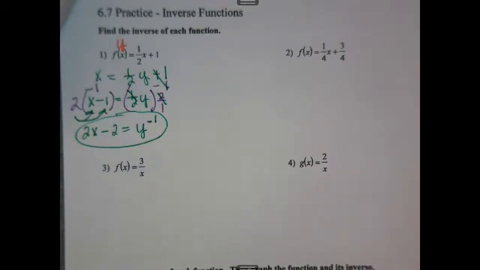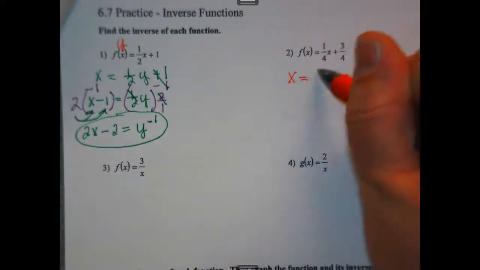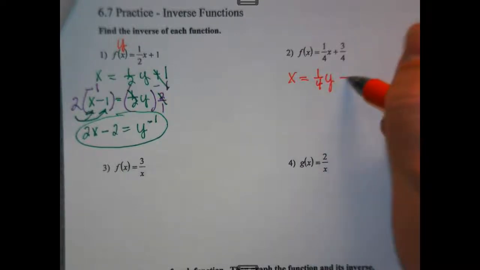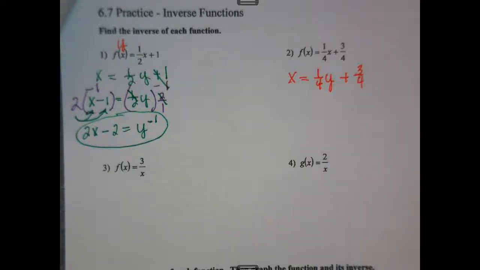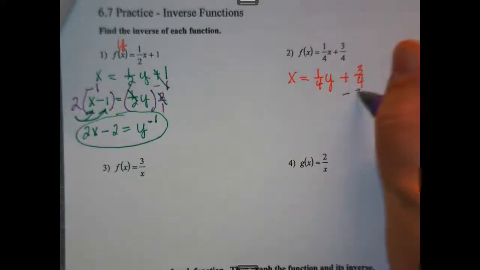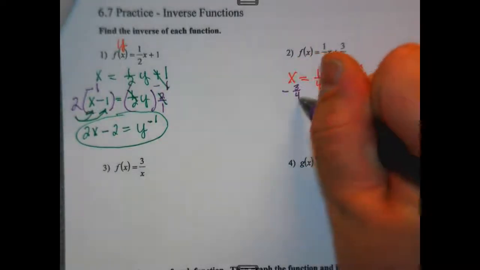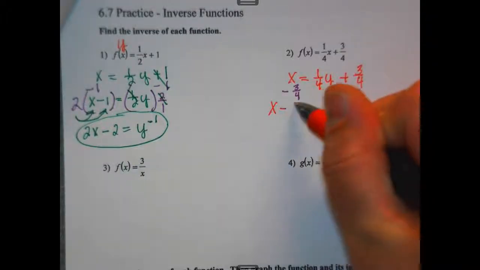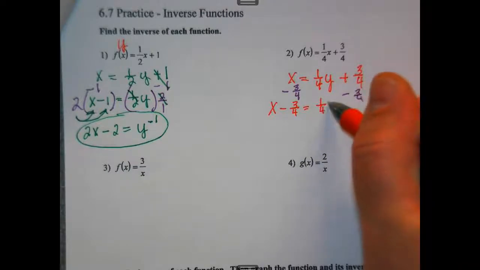Okay, number 2. Switch the x and the y. I get x equals 1/4 y plus 3/4. Solve for y. Subtract 3/4 from both sides. Way too many fractions. I'm going to skip this one at this point. I get x minus 3/4 equals 1/4 y.